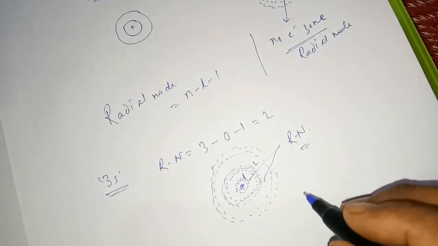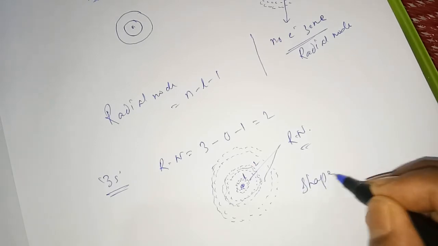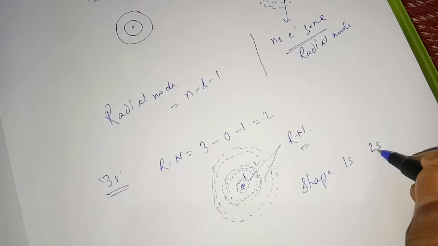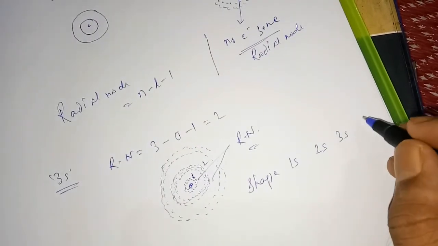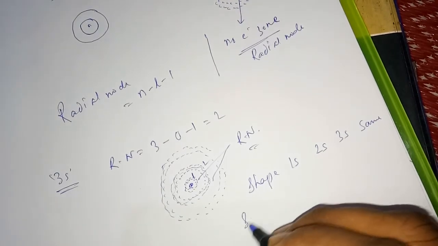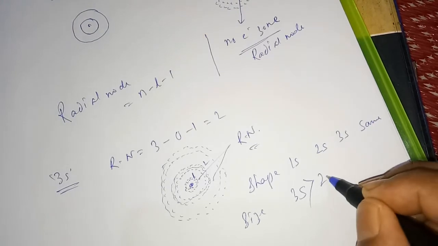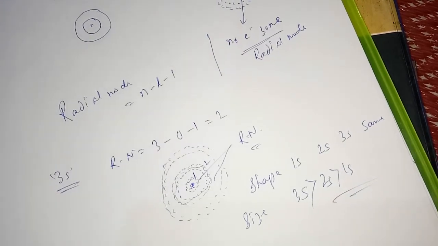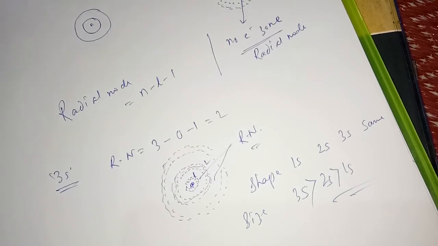One thing student you remember, that the shapes of 1s, 2s and 3s are the same. But in terms of size, 3s is greater than 2s, greater than 1s. Shape and size, they are like that. Now what we have learned is that the shapes are the same, sizes are different. Then we'll draw the shapes of p orbitals next.